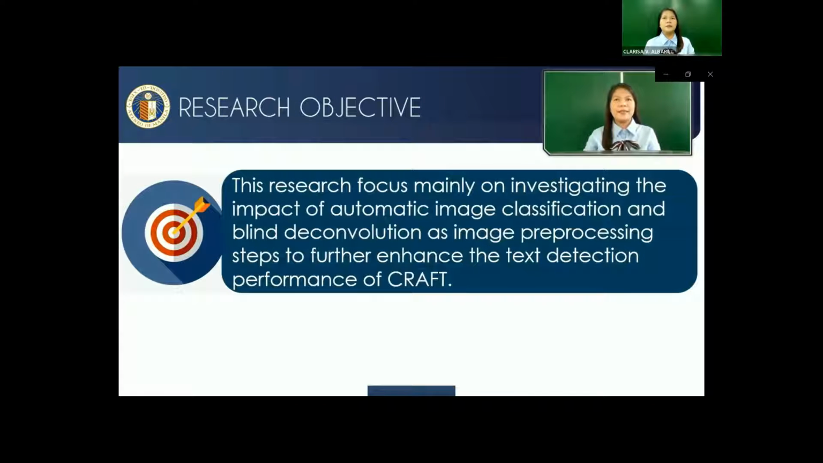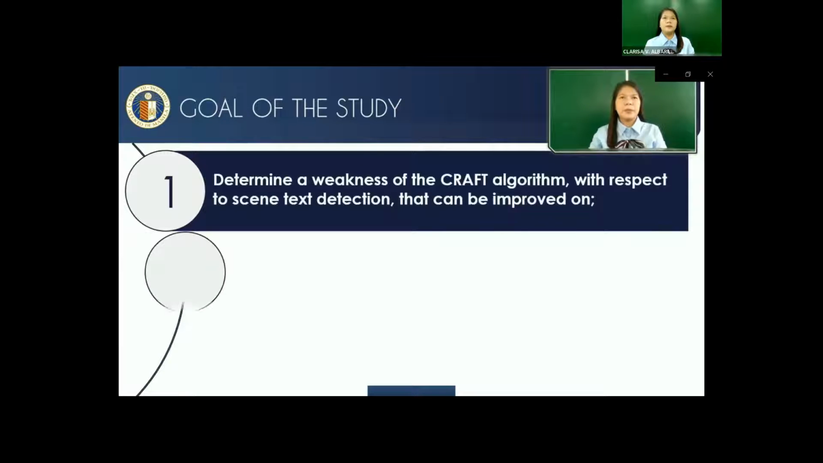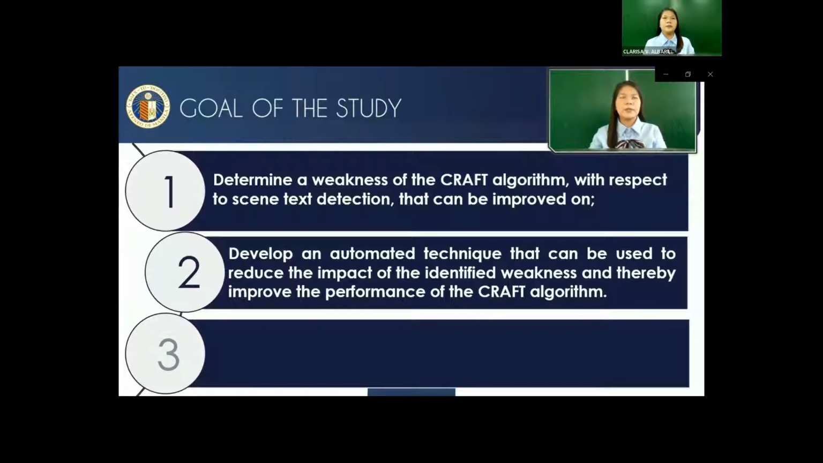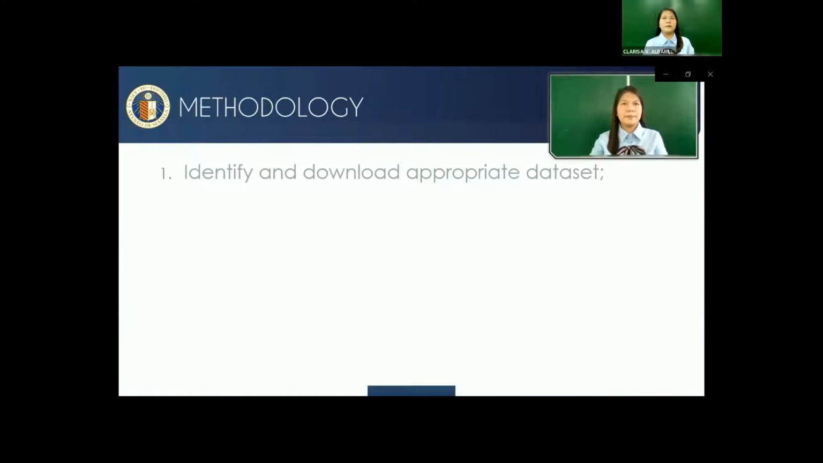This research focused mainly on investigating the impact of automatic image classification and blind deconvolution as image pre-processing steps to further enhance the text detection performance of the CRAFT algorithm. Specifically, this study first determines the weakness of the CRAFT algorithm with respect to text detection that can be improved on. Second is to develop an automated technique that can be used to reduce the impact of the identified weakness and thereby improve the performance of the CRAFT algorithm. And lastly is to determine the impact of the proposed technique on the CRAFT algorithm's performance.